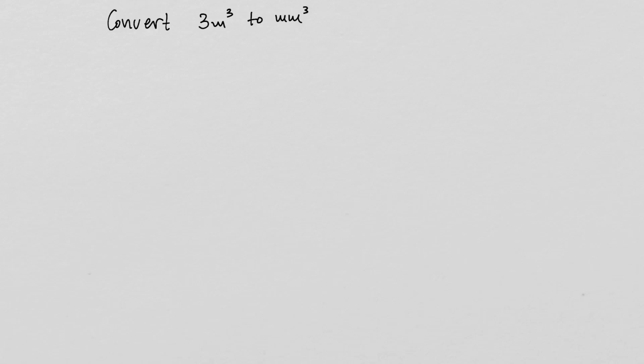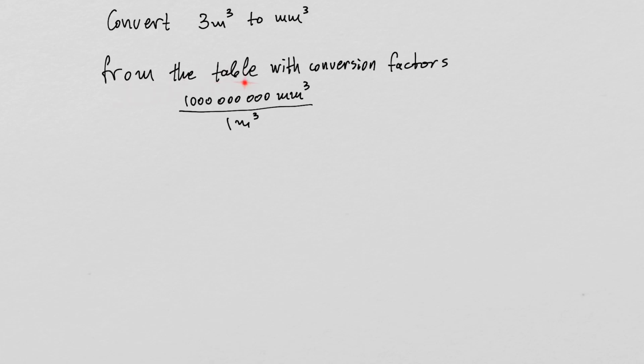So here the old unit is cubic meters and the new unit is cubic millimeters. So when I'm looking for the conversion factor from cubic meters to cubic millimeters, I must use a conversion factor that has the cubic meters in the denominator and the cubic millimeters in the numerator. So from the table with conversion factors, I see that the conversion factor that I must use is this one. That is 1 billion cubic millimeters divided by 1 cubic meter.